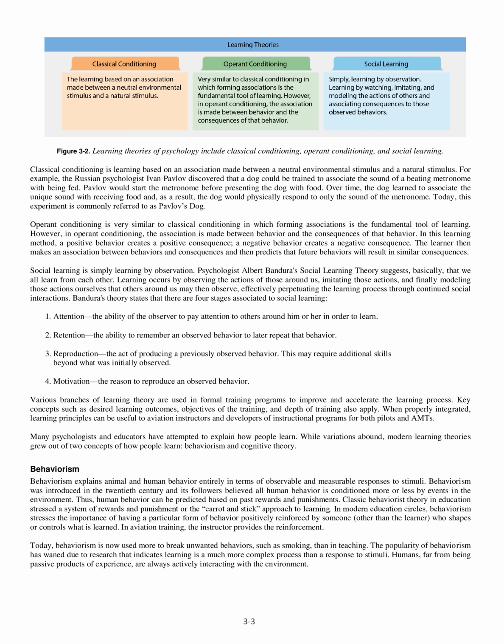1. Attention, the ability of the observer to pay attention to others around him or her in order to learn. 2. Retention, the ability to remember an observed behavior to later repeat the behavior. 3. Reproduction, the act of producing a previously observed behavior. This may require additional skills beyond what was initially observed. 4. Motivation, the reason to reproduce an observed behavior.